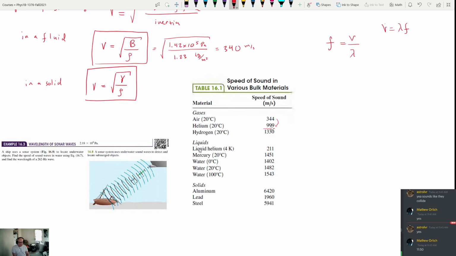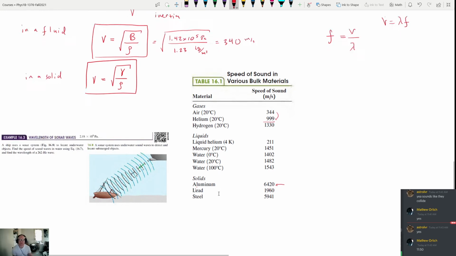Then we've also got the speed of sound in liquids. You've got water at 3 different temperatures here. It's about 1400. And then down here in solids, you can see that the speed of sound is really high in all of these things, probably because they are not very stretchy. So the Young's modulus, I believe, is on the order of 10 to the 10, whereas the densities are on the order of 10 to the 3. And so as a result, you get really high speeds in solids. And of course, that's because solids are more densely packed too.